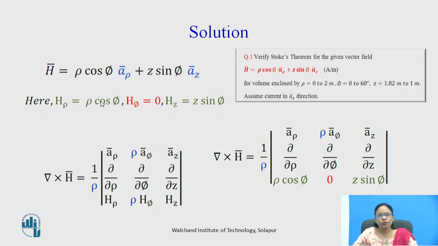So I can substitute these values in this equation. So I can put it like this: curl H bar is 1 upon rho. Everything else is the same. Instead of H rho, I can put rho cos phi. Instead of H phi, I can put 0. Instead of H z, I can put z sin phi. So the curl in the cylindrical coordinate system is written. We have substituted the values for the given particular question.